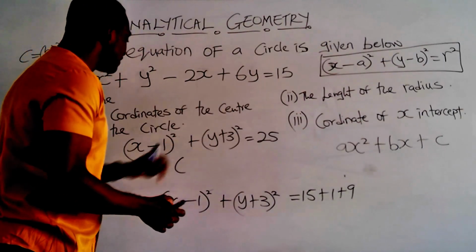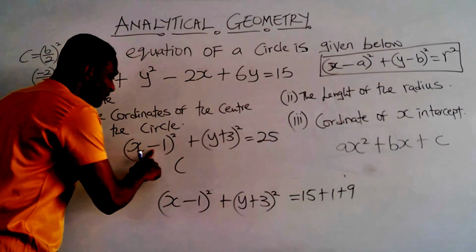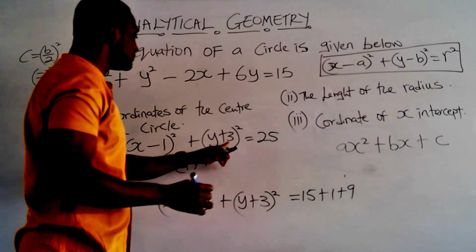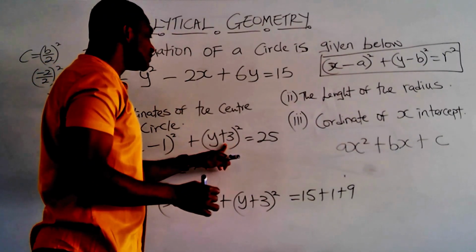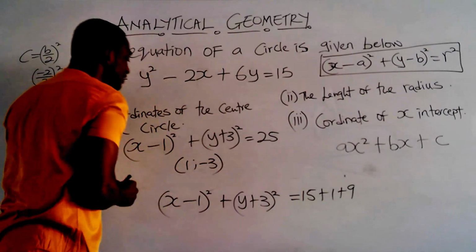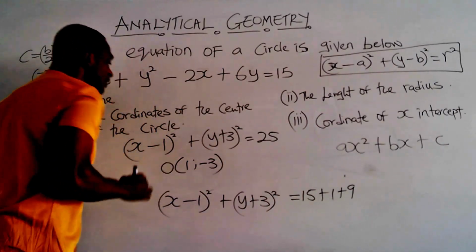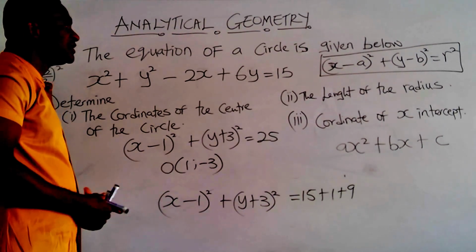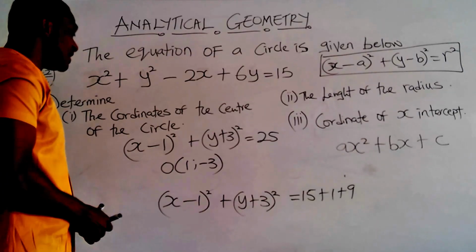Now it is minus a. It means here minus a, we have 1, and then for y, remember it's minus b. So what will give us positive here is minus minus. So we have minus 3. So the center of that circle will be 1 and negative 3.